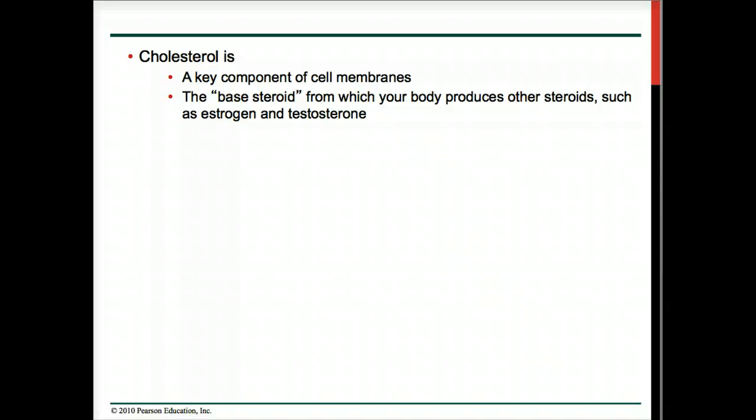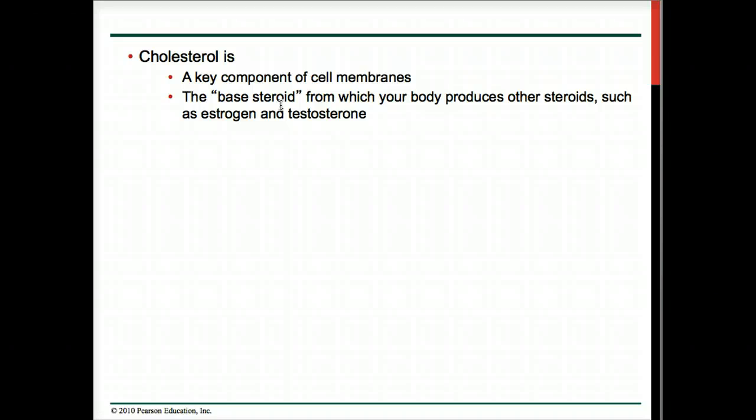Cholesterol, which is one of your steroids, is a key component of the cell membrane. A lot of times you may have an elder or someone you know that has really high cholesterol and they may be on medication. But remember, there's good types of cholesterol and there's bad types of cholesterol. And you always need some type of cholesterol, right? That's because, as it says here, cholesterol is the base steroid from which your body produces other steroids, such as estrogen and testosterone.